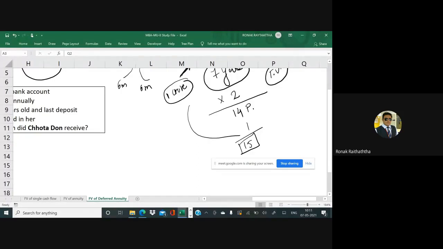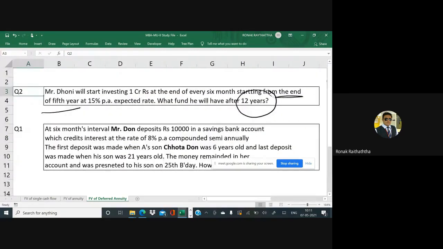You take 14 over there. No. At the end of the 5th year, the second part of the 5th year, he is also investing. Please read the question properly. At the end of every 6 months, starting from the end of 5th year. He did not say that starting from the first 6 month of the 6th year. He said clearly that from the end of the 5th year.